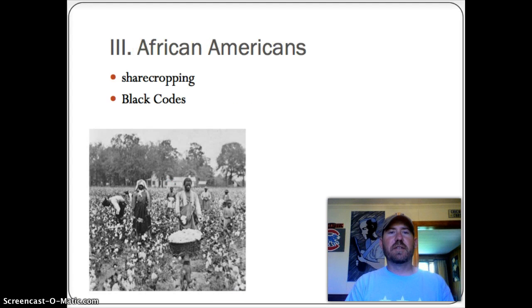As far as African Americans during Reconstruction, two things you need to be aware of are sharecropping and black codes. Sharecropping is a way to rent land that kept blacks in perpetual debt, and it's as close to slavery, I guess you could say, as Southern people could get it. And also black codes, which restricted their freedoms, independent movement, and stuff like that.